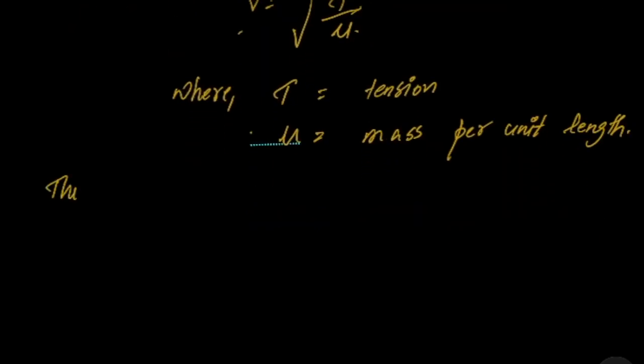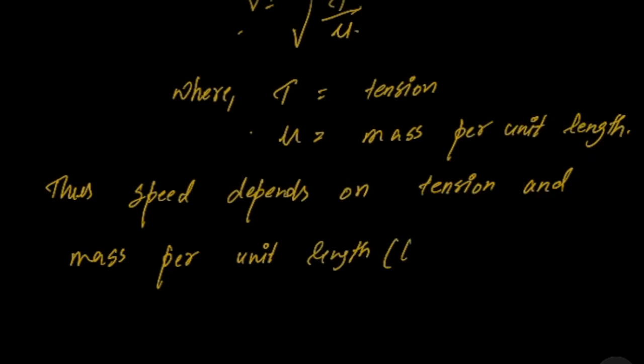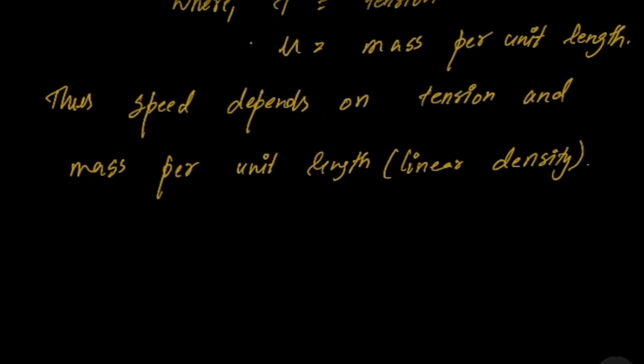So just write it. Thus speed depends on tension and mass per unit length, or we can also call it linear density. Mass per unit length is linear density. So this is the answer. Now the next question is, just write that.